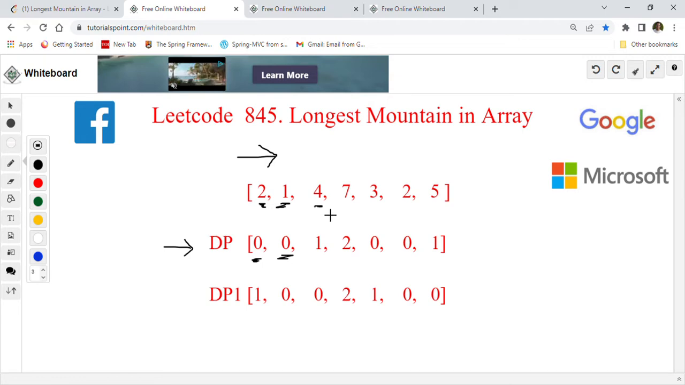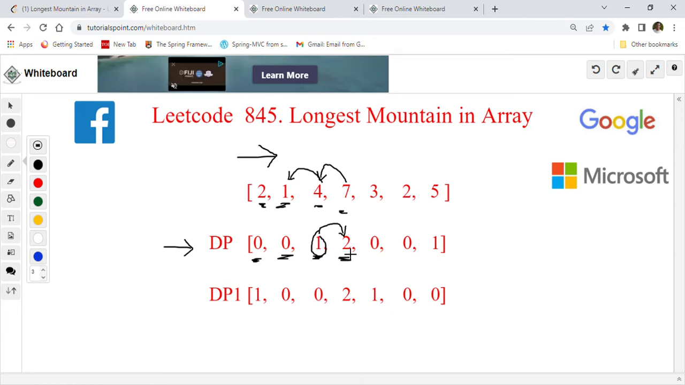Now I'll go to 4. Are there any left side elements which are smaller than this? I'll check. Yes, 1 is smaller than 4, so I will put 1 here, and it means I'll just add 1 to this element's value, 0 plus 1 is 1, correct? Now I will go to the next element, which is 7. I'll check if there are any left side elements that can contribute to my mountain. Yes, so I will ask that question of 4. 4 is smaller than 7, yes, so I will take this value 1 and add 1 to it. So it will become 2. Now I put 2 here.